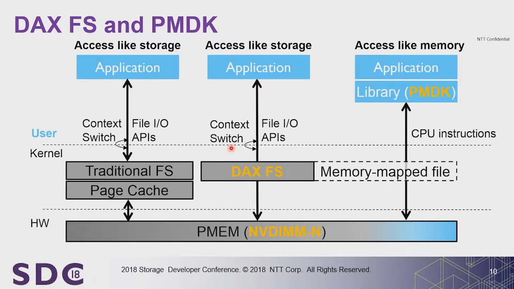Second, the center figure shows DAX FS. DAX file system is a file system which allows application direct access to persistent memory without page cache. So it can run faster than before, since unnecessary copies are removed. But context switch is needed between user and kernel space. So context switch becomes overhead.